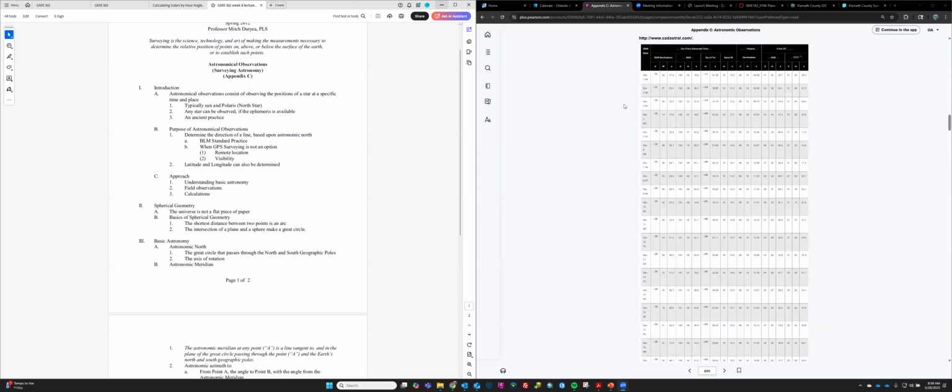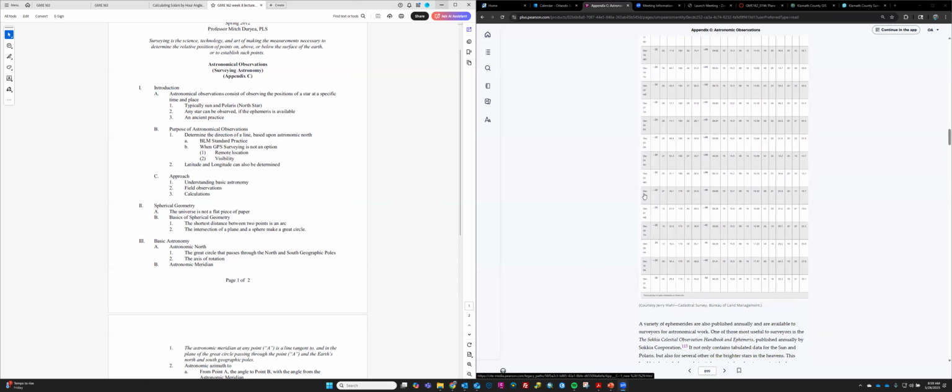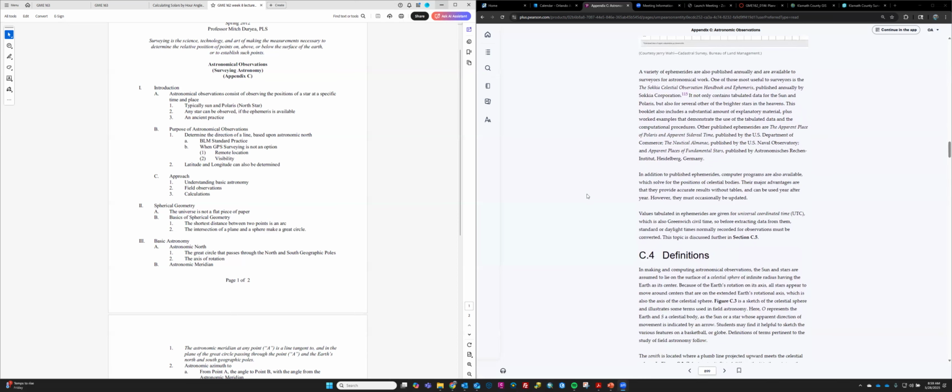All right, so here we have the declination, the Greenwich hour, the time, and then a couple more declinations and other parts of it. And then here is all the data for the dates of December. So again, a variety of ephemerides published annually are available to surveyors for astronomical work. One of the most useful for surveyors is the Celestial Observation Handbook, which I have available.